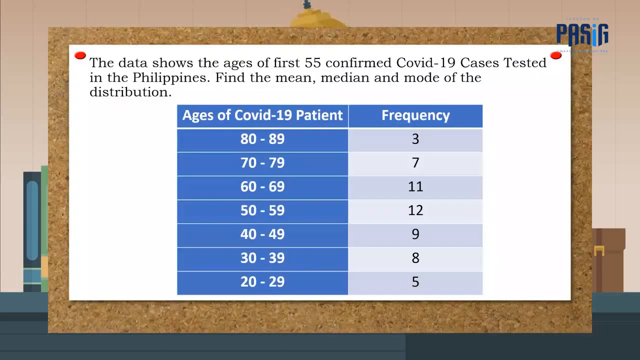Let us consider this example. The data shows the ages of the first 55 confirmed COVID-19 cases tested in the Philippines. Find the mean, median, and mode of the distribution. So we have here columns of the ages of COVID-19 patients and their equivalent frequency.